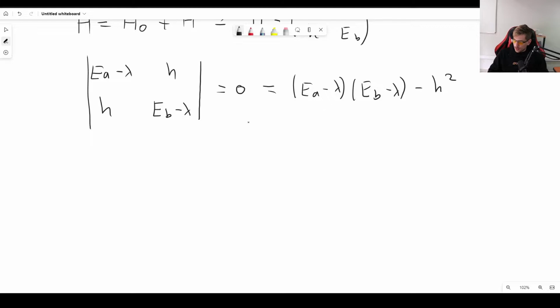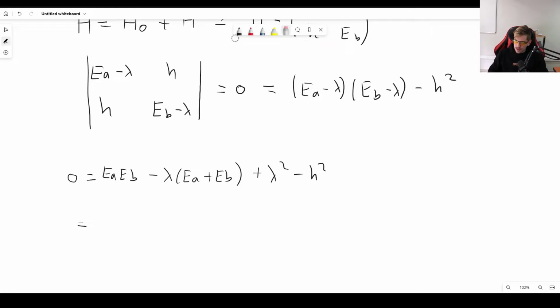So now let's multiply through, and we get that 0 has to be equal to EA EB. Then we have two terms that are going to be multiplied by minus lambda, which are EA and EB. So we can write this as minus lambda times EA plus EB. And then we have plus lambda squared minus h squared. So you can see this is simply a quadratic equation. So we can find each of the eigenvalues for lambda by just solving this.